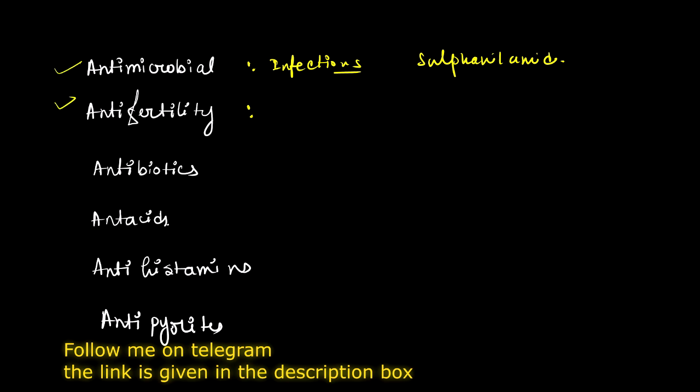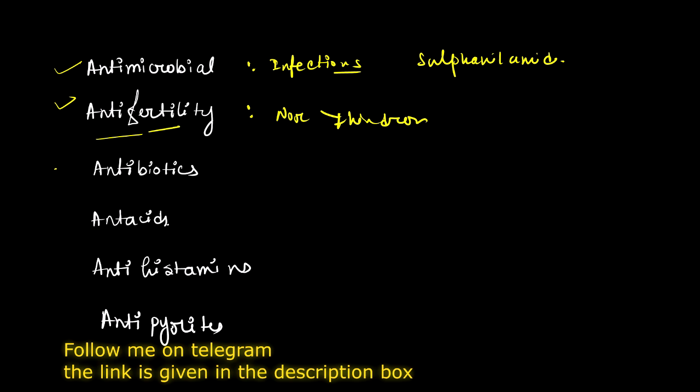Then we have anti-fertility. From the term itself you can get the idea: it works against fertility. It is the most convenient and widely used method for birth control, the oral contraceptives. If we go for any fertility drug, we have norethindrone and ethinyl estradiol. One example I am writing here is norethindrone.